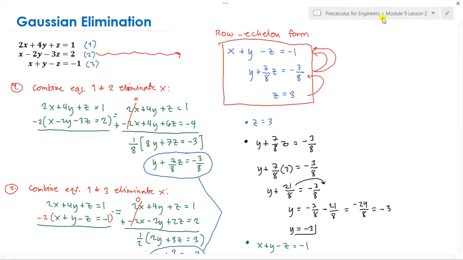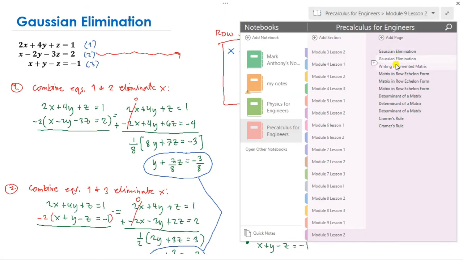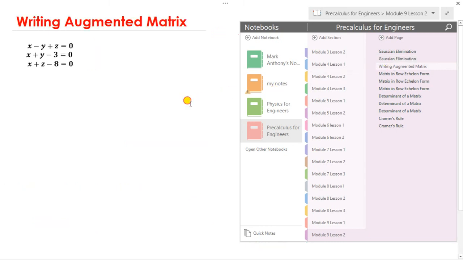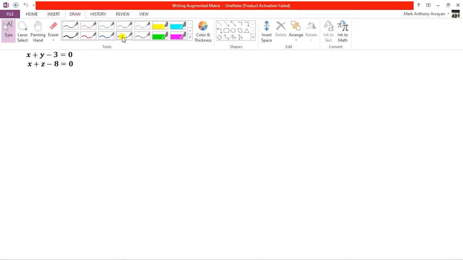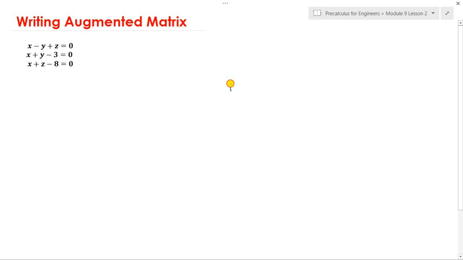None, sir. None? Okay, so let's proceed to the second method. The second method is all about matrices. Are you familiar with matrix? No, sir.